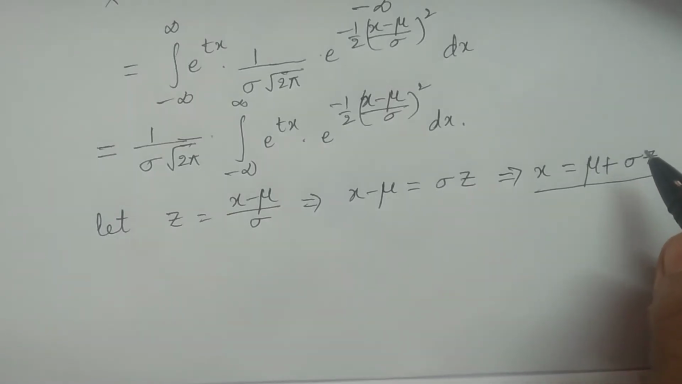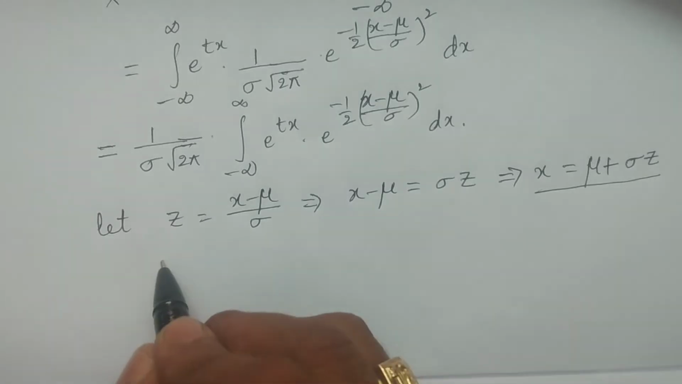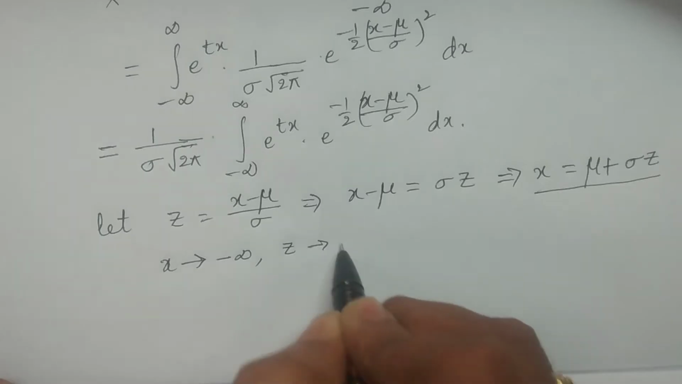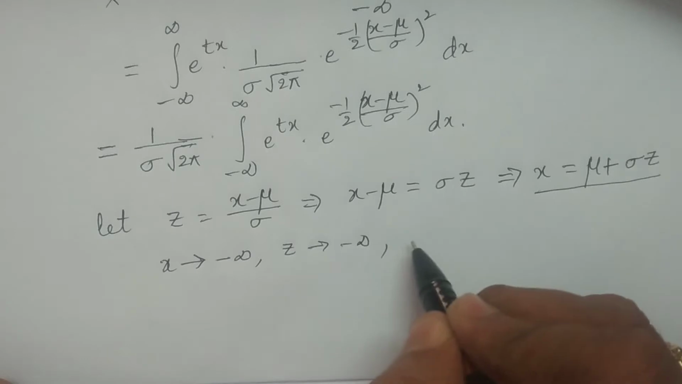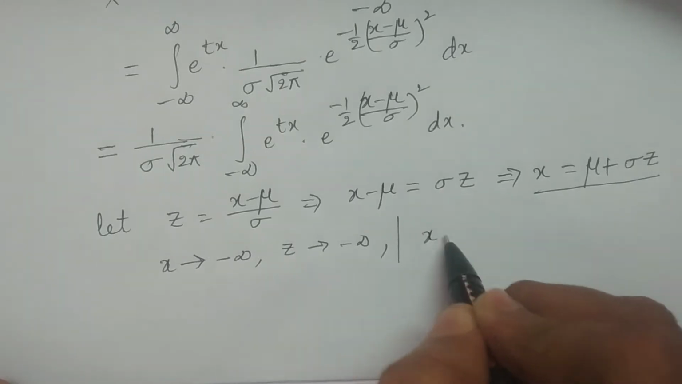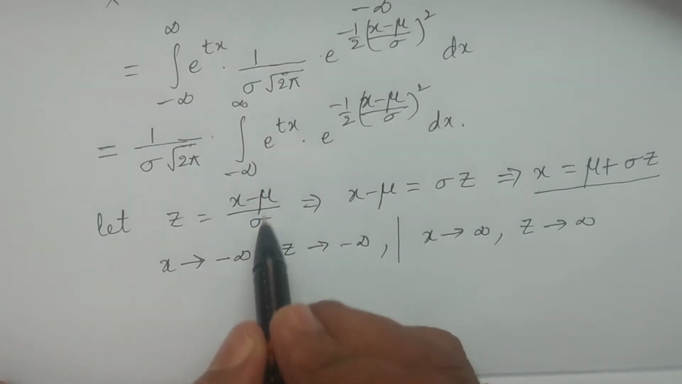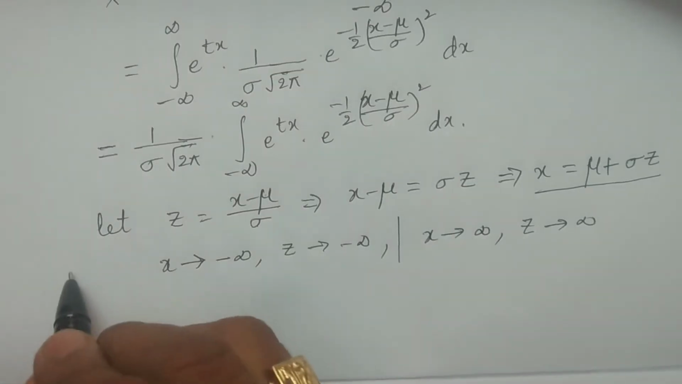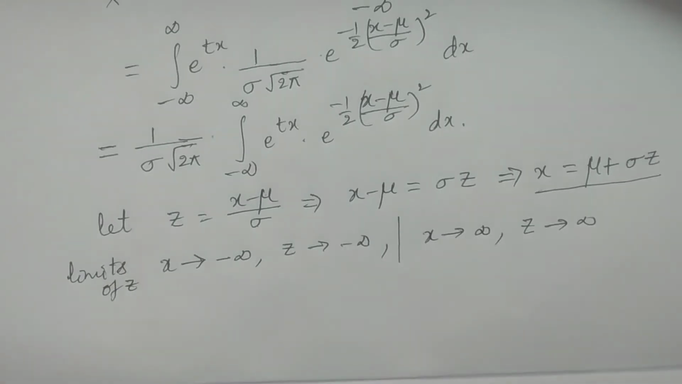If you change the integration in terms of x to z, then x is equal to mu plus sigma z. And the limits: if x tends to minus infinity, then z also tends to minus infinity, substituting minus infinity minus mu divided by sigma. And if x tends to infinity, then z also tends to infinity, that is infinity minus mu by sigma. These are the limits of z. So now it is finished.